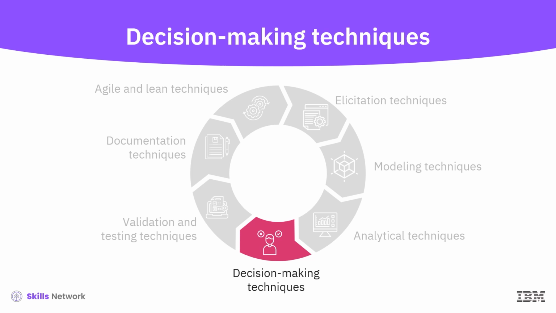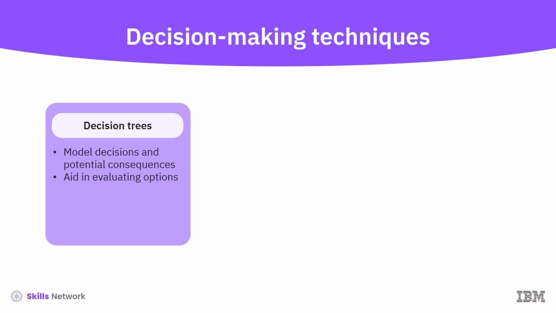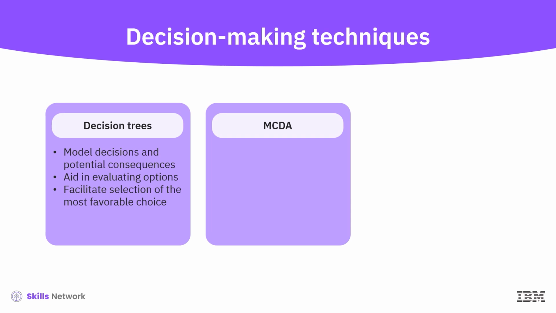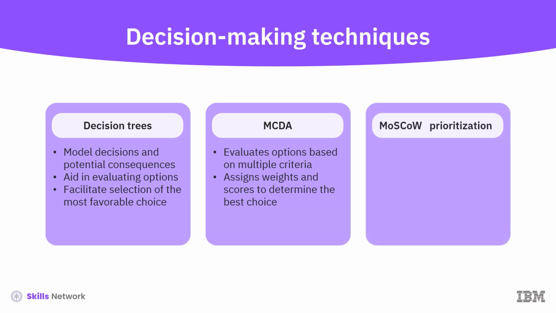Effective decision-making is critical in business analysis for prioritizing actions and evaluating options. Decision trees model decisions and their potential consequences, aiding in the evaluation of different options and the selection of the most favorable one. Multi-criteria decision analysis, or MCDA, evaluates multiple options based on various criteria by assigning weights and scoring each option to determine the best choice. MoSCoW prioritization, must have, should have, could have, won't have, helps in prioritizing requirements based on their importance, managing scope and addressing critical requirements first.